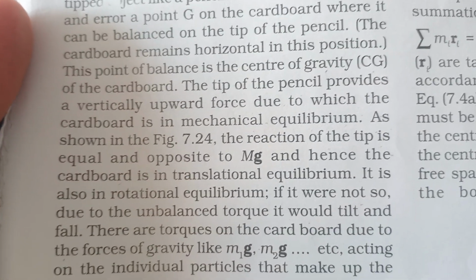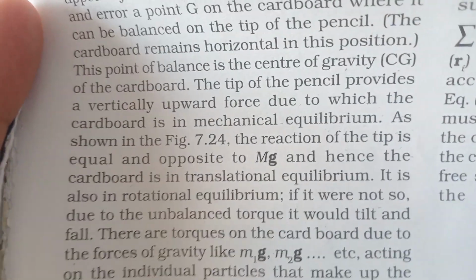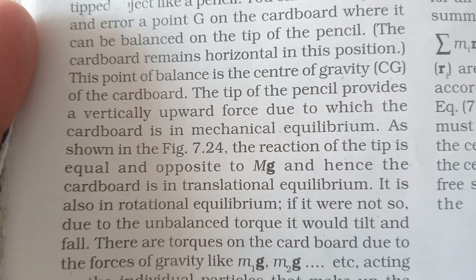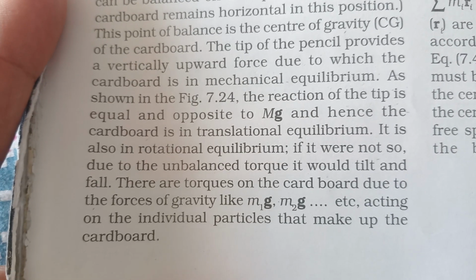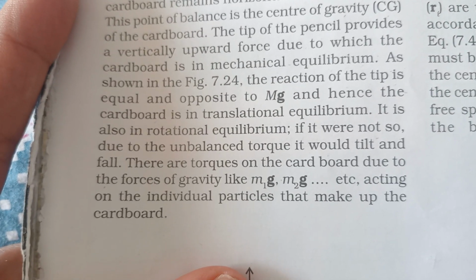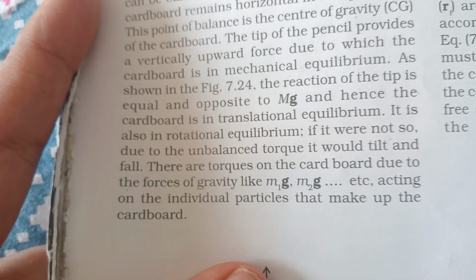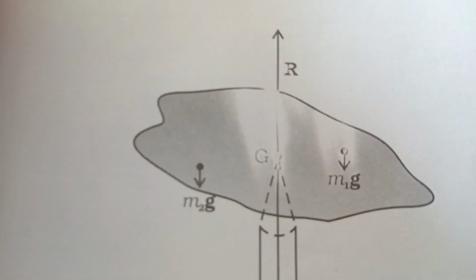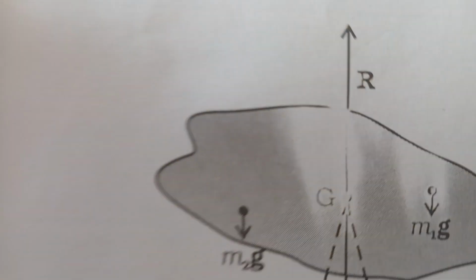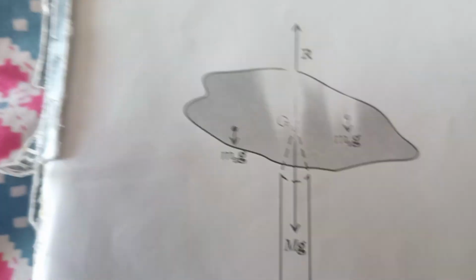The tip of the pencil provides a vertically upward force due to which the cardboard is in mechanical equilibrium. As shown in figure 7.24, the reaction of the tip is equal and opposite to mg. जो कहाँ पे डायरेक्ट हो रहा है mg, ये देखो नीचे की तरफ. और जो रिएक्शन आपने लगाया ना, नॉर्मल रिएक्शन, वो किस तरफ है? अपवर्ड डायरेक्शन में. तो ये दोनों फोर्स एक दूसरे को क्या कर रहे हैं?